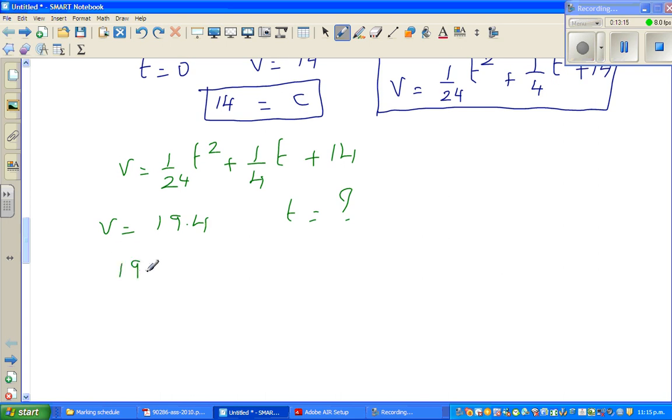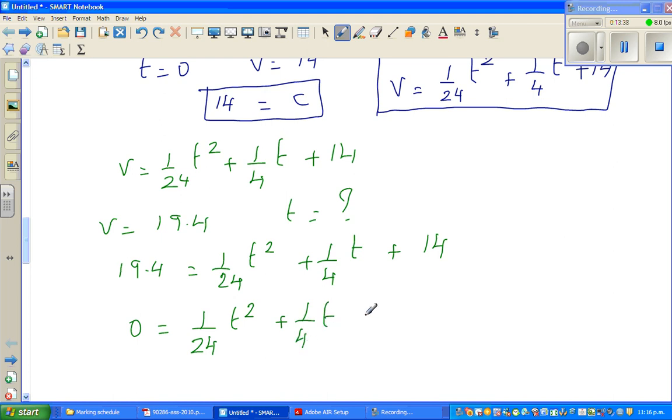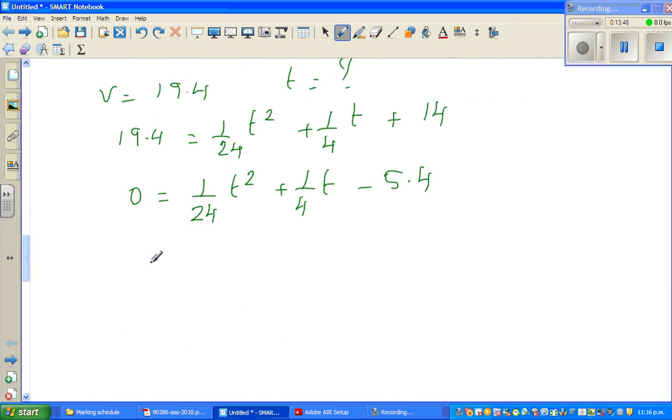So 19.4 is equal to 1 over 24 t squared plus 1 quarter t plus 14. So if you take 19.4 from both sides, you can say 0 is equal to 1 over 24 t squared plus 1 quarter t minus 5.4. I'm taking 19.4 from both sides. So this has become a quadratic equation of 1 over 24 t squared plus 1 quarter t minus 5.4 is equal to 0.